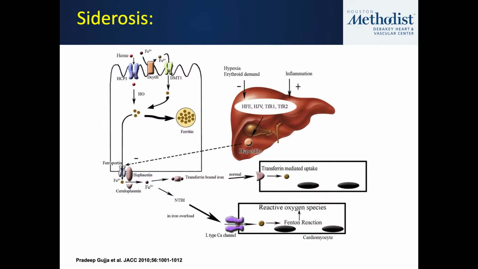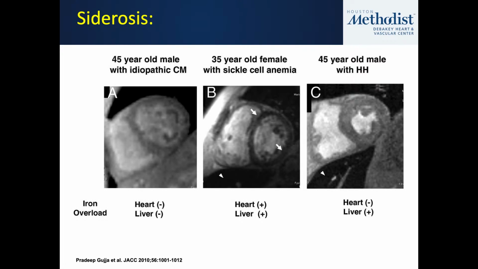And let me move on to another condition, and this is siderosis. This is iron overload. And here's some examples of several different individuals. The individual on the left here is somebody who's 45 years old, has a diagnosis of idiopathic cardiomyopathy. When we do the CMR iron overload technique, which we call a T2 star mapping technique, there's no evidence of iron overload in the heart or the liver. And again, one of the classic findings that you'll see with iron overload is it causes the myocardium or the liver to appear very dark on many CMR sequences.